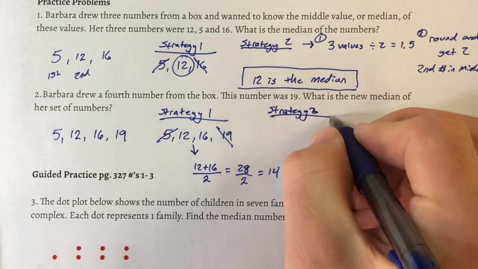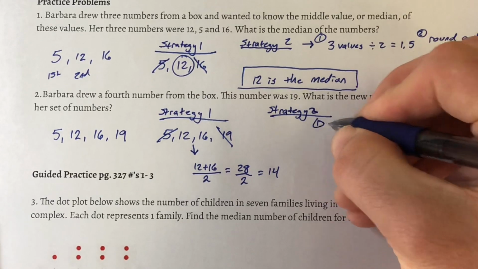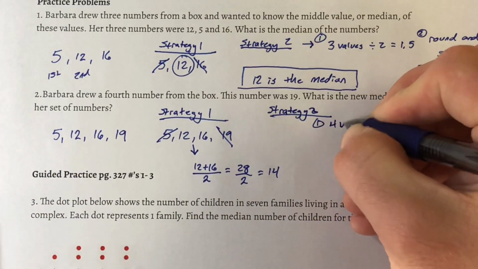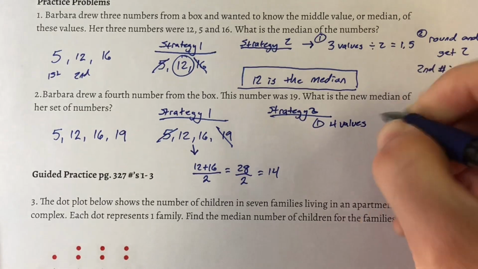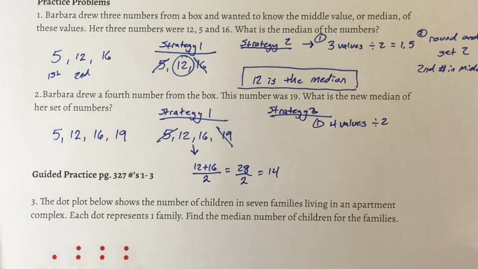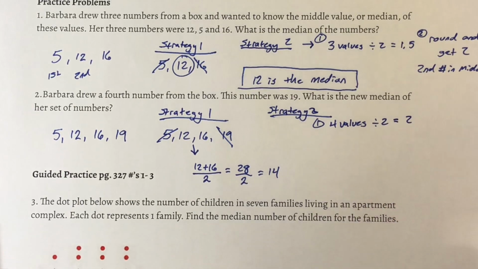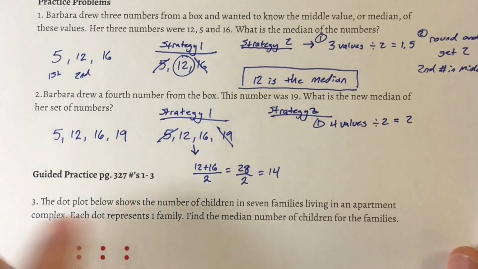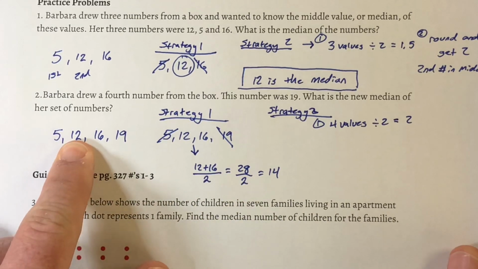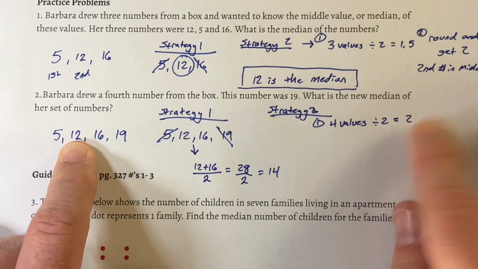Again, use this strategy if you have a lot of numbers. So, first step, we have 4 values. We're going to divide by 2 because we want a halfway point. 4 divided by 2 is 2. Now, obviously the second number is not my middle. So, what do you do when you get a whole number?